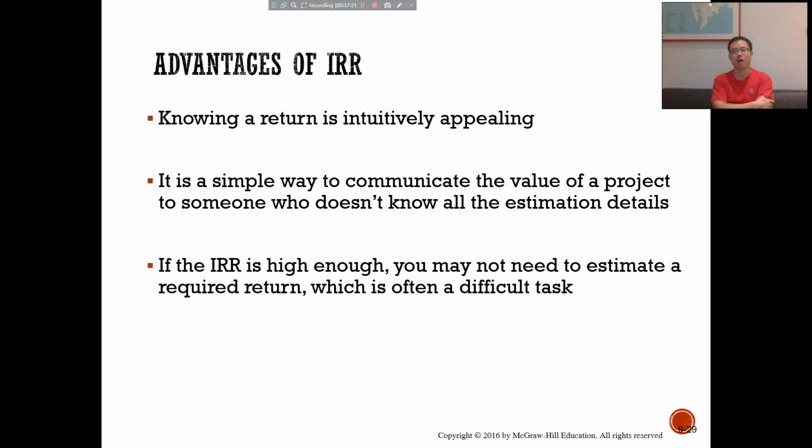But if you know that the IRR is pretty high, like 40%, then you don't even need to think about the required return. 40% is just high enough. Even 30% is higher than 99% of the investment targets around the world. So if the IRR is high enough, you don't need to worry about the required return and the other things to explain to your boss who's making the decision, for example.